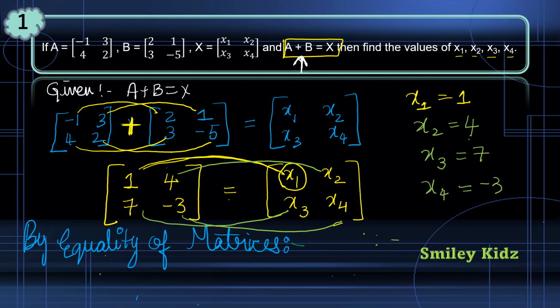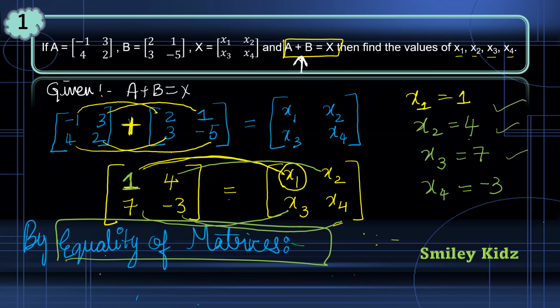minus 3. Make sure you're equating the correct values with the corresponding matrices, because here equality of matrices means that here 1 is equal to the corresponding element of the next matrix, that is X1. So X1 equals to 1, X2 equals to 4, X3 equals to 7 and X4 equals to minus 3. So these are the values that we wanted to find, and that is it.